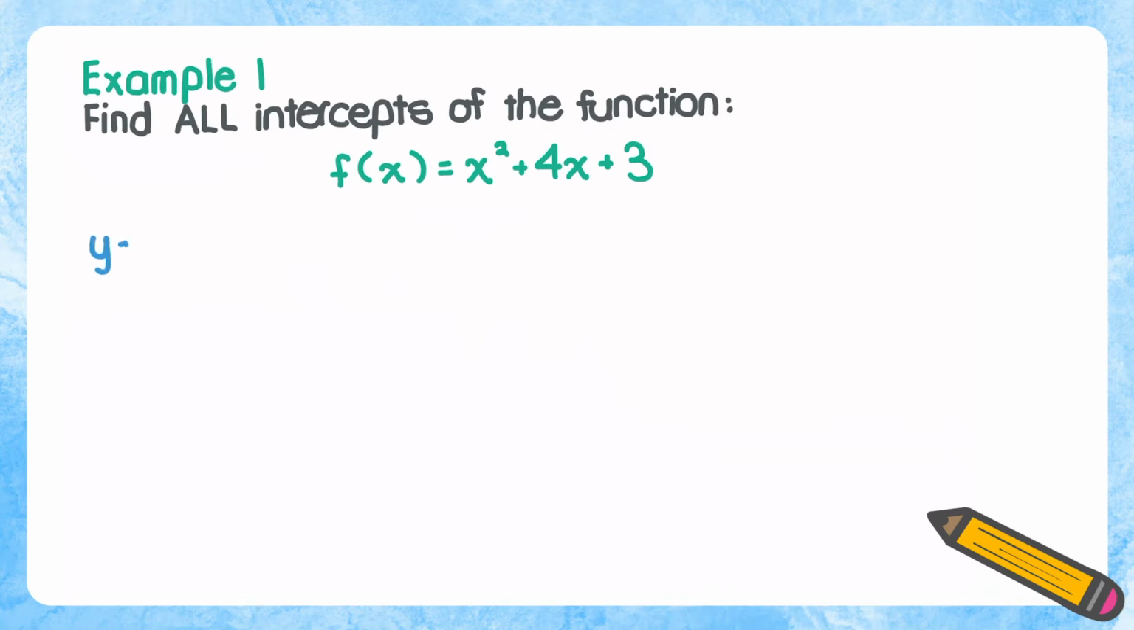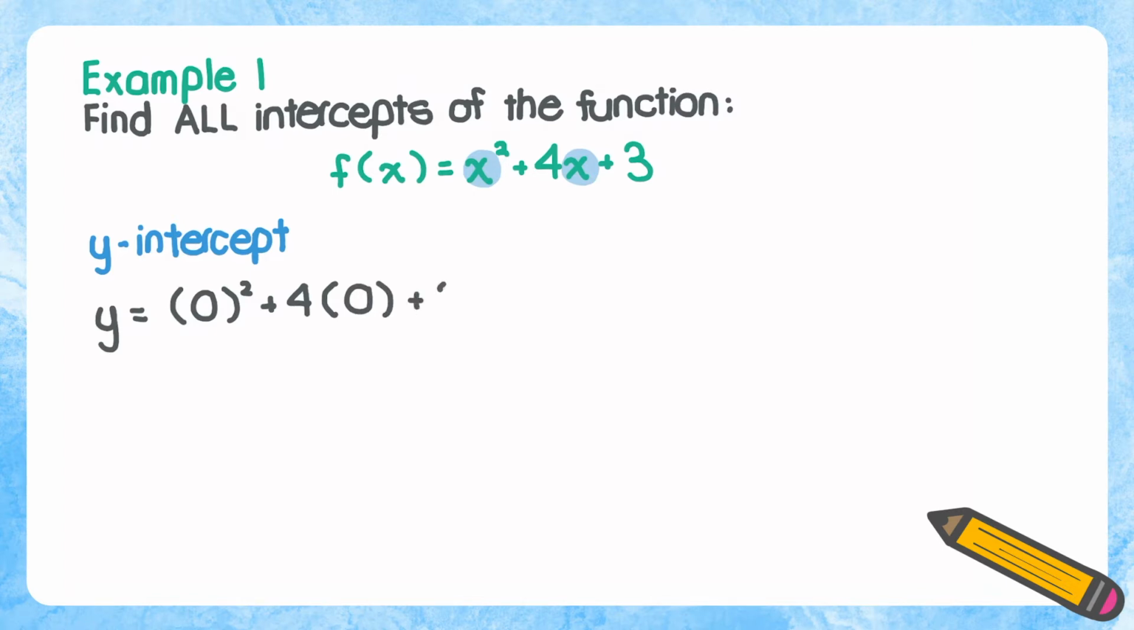Finding the y-intercept tends to be a lot easier, so let's focus on that first. We're going to find the y-intercept. So when does this function cross the y-axis? We could find this by setting all x values to 0. So we'll have y equals 0 squared plus 4 times 0 plus 3. And let's simplify this.